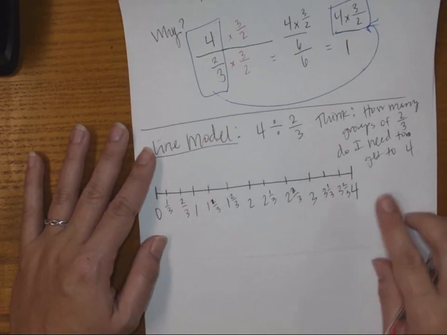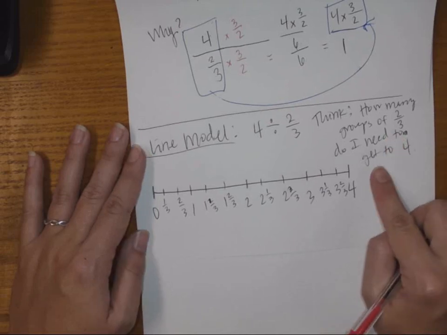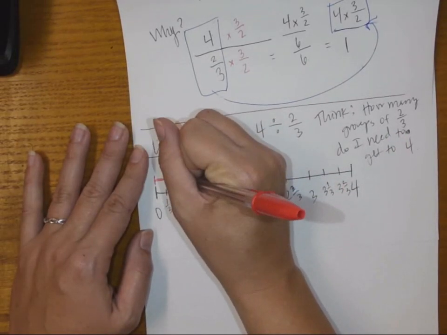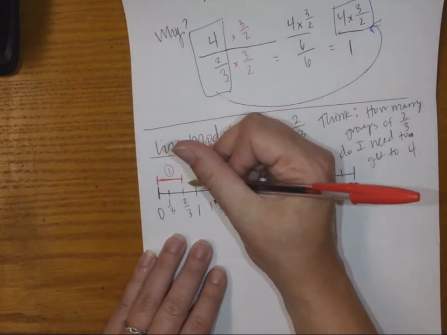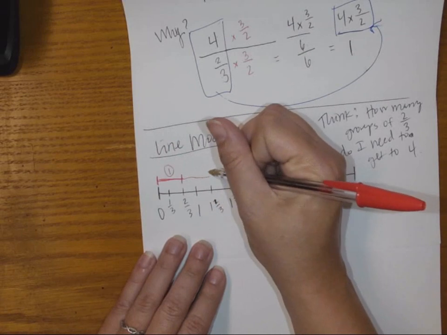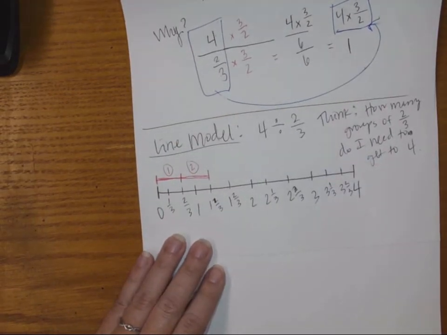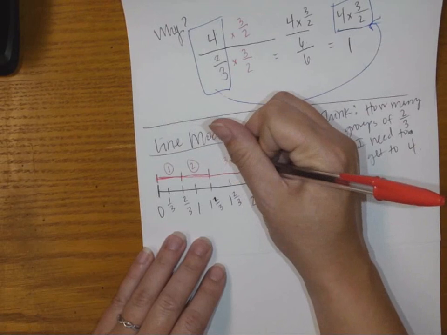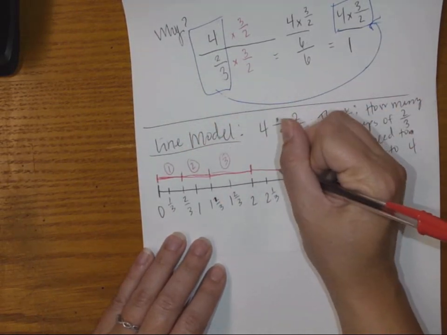Okay, so how many groups of 2/3 do I need to have to get to 4? So here's my first group of 2/3, from 0 to 2/3. I'm going to put a 1 above it because that's my first group. My second group, I'm going to go up 2/3 more. So that's my second group of 2/3. My third group of 2/3, go up 2/3 more. My fourth group of 2/3, go up 2/3 more.